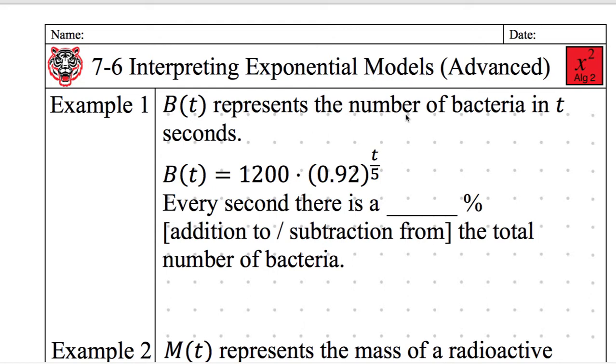All right, Algebra 2, Lesson 7-6, Interpreting Exponential Models, the advanced version. So this builds off of yesterday and the day before that, so Monday and Tuesday. Today's date, of course, is Wednesday, April 10th, 2019.